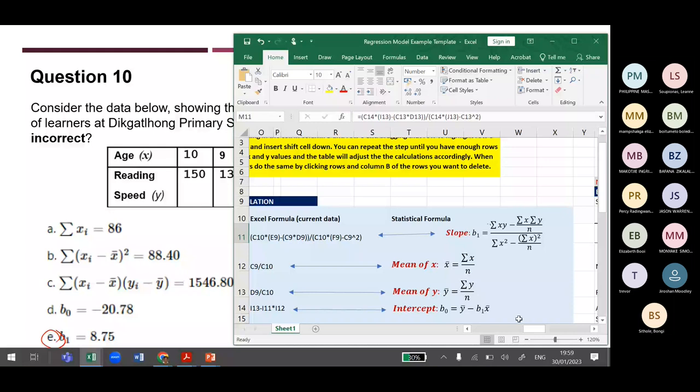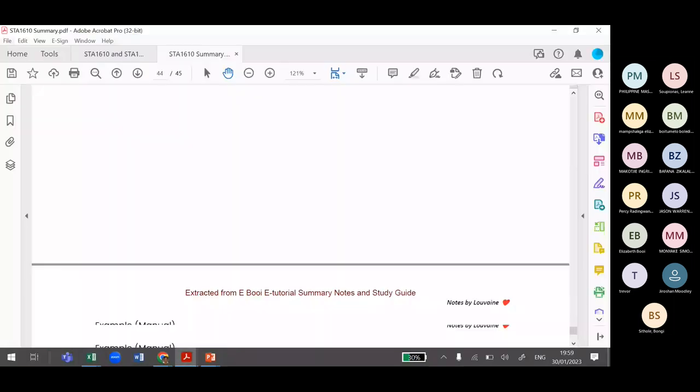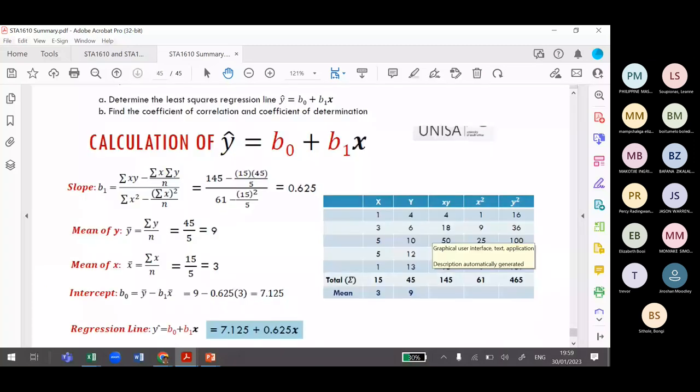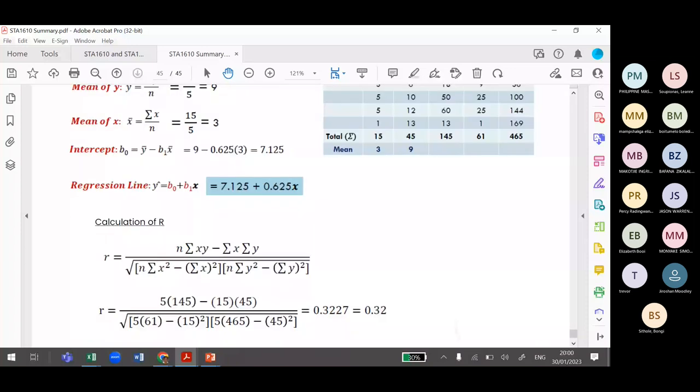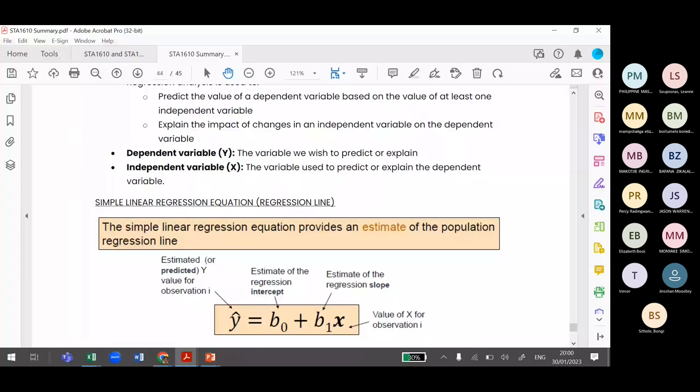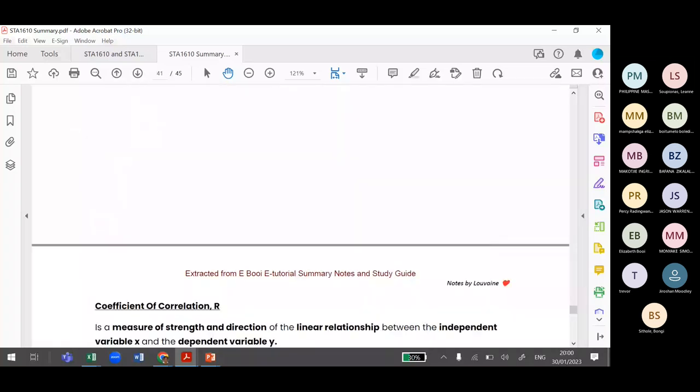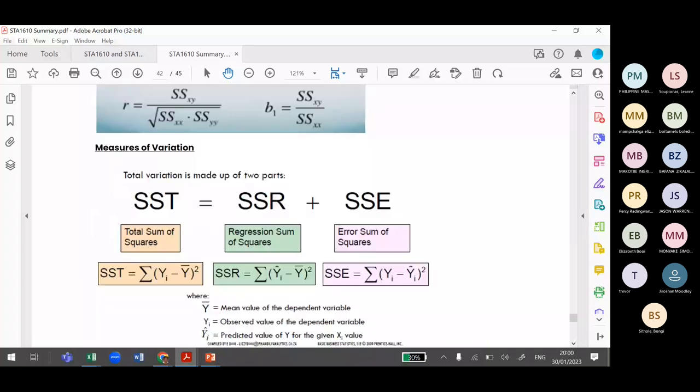Otherwise, the formulas are also on the template here to calculate the B0s and the B1s, or if you want to continue and use the summations, you can use the summations. I see on this, it cut off some of the calculations, so you can also use the notes to see how we calculate them manually as well. They are on the notes anyway.